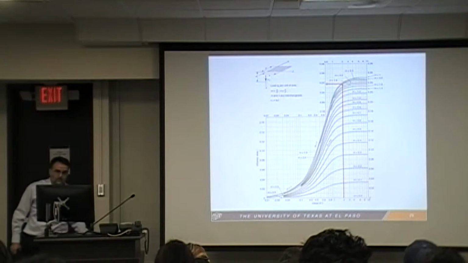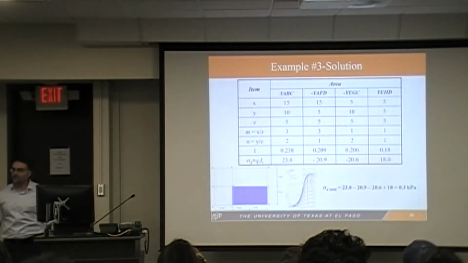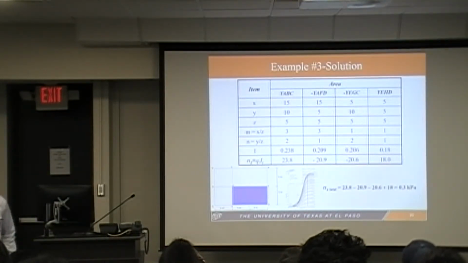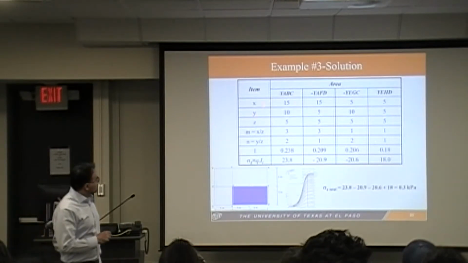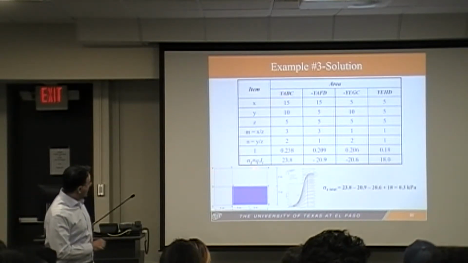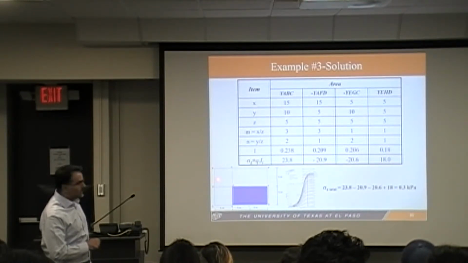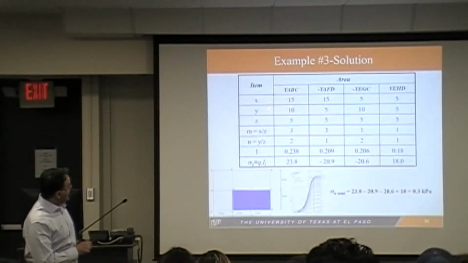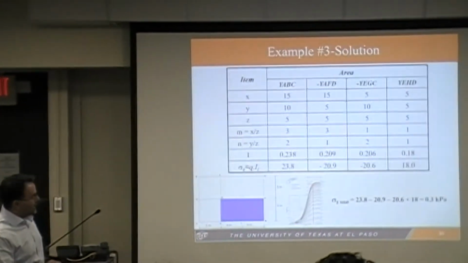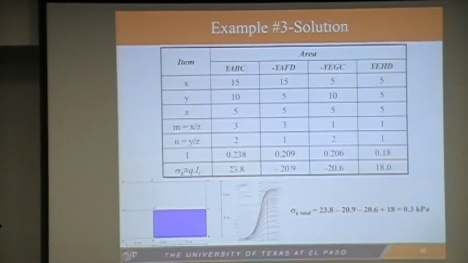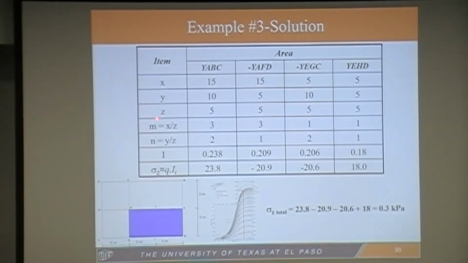Now what you can do is develop your own Excel spreadsheet for that, right? So the first one would be, as you mentioned, YABC minus YAFD. What is YAFD? This one. YEGC, and you add this segment at the end. So you have the X and Y for each of those, and you have X over Z, Y over Z to be able to get those M and N values here. You get your M and N value.